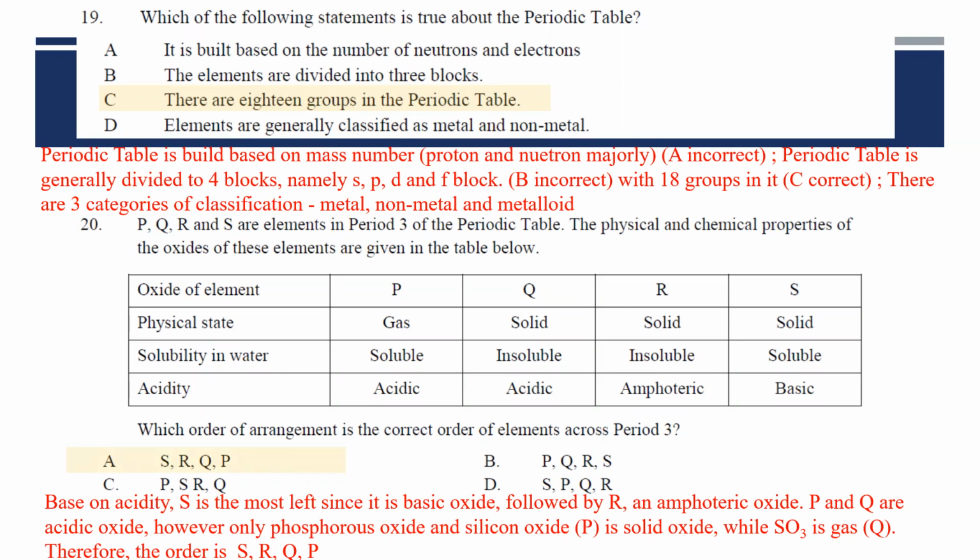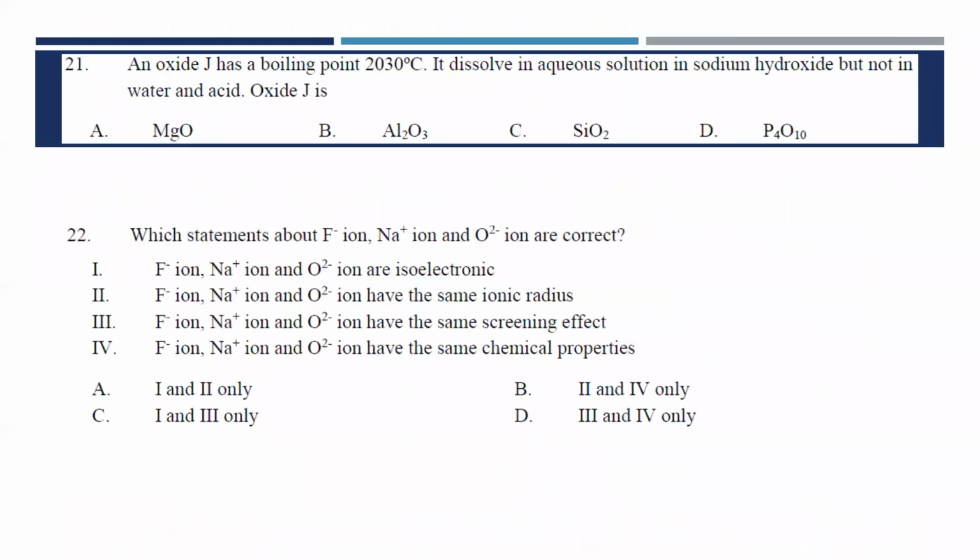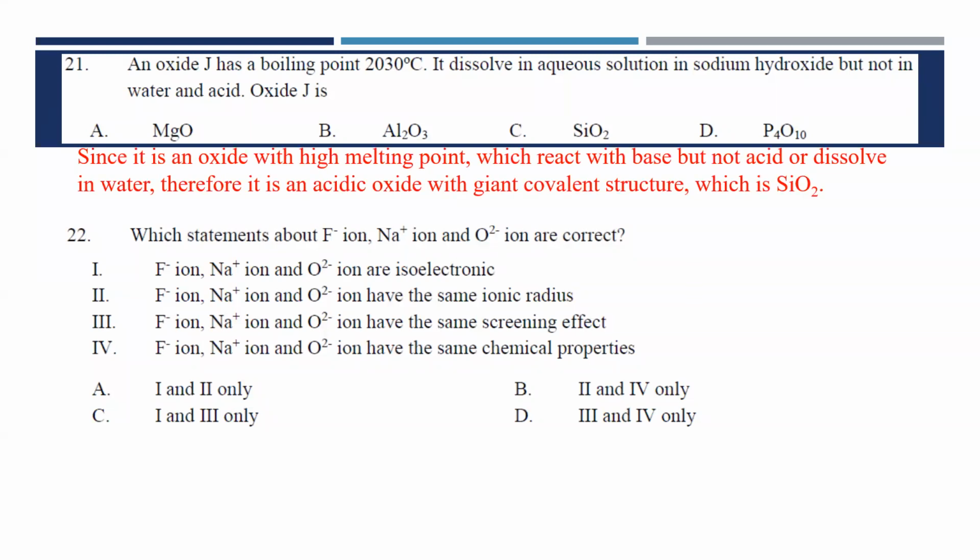Okay, so that will be question number 20. Then for 21, an oxide J has a melting point or boiling point of 20-30 degrees Celsius, which in aqueous solution is hydroxide, but not in water and acidic. So oxide J is, so this is a very obvious question. Since it is an oxide with high melting point, which can react with base, but not acid or dissolve in base, therefore it is an acidic oxide which has a giant covalent structure. So in here, it is SiO2. Okay, then the answer in here will be C.